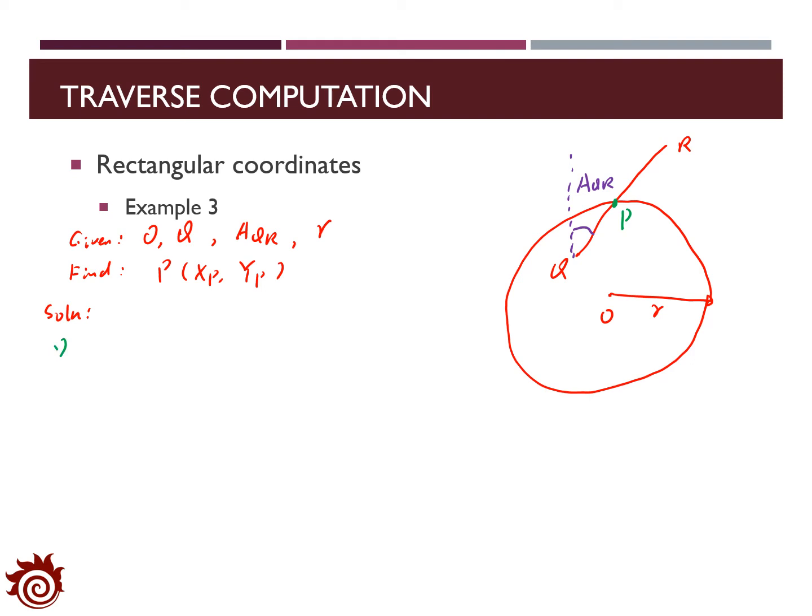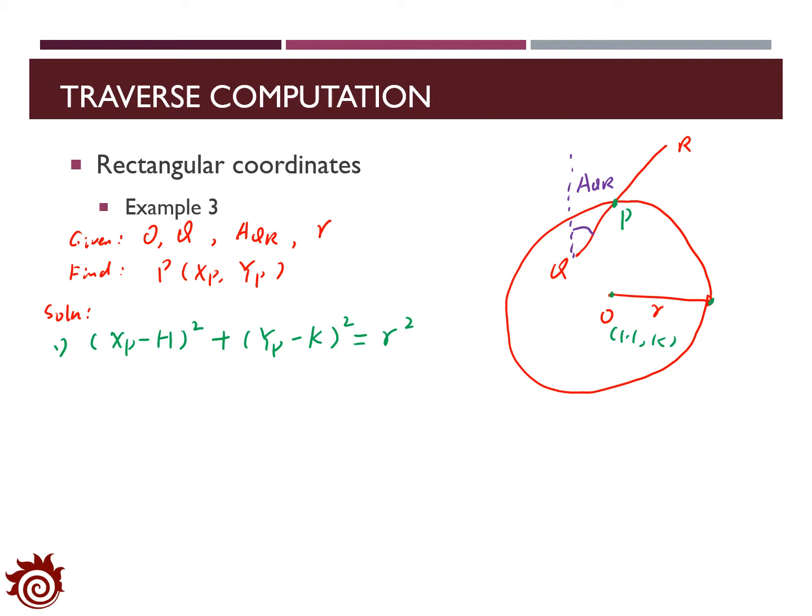We know the coordinates of O as (H, K), which will give you the circle as (XP minus H) squared plus (YP minus K) squared equal to R squared. The equation is applied because P is on the circle.